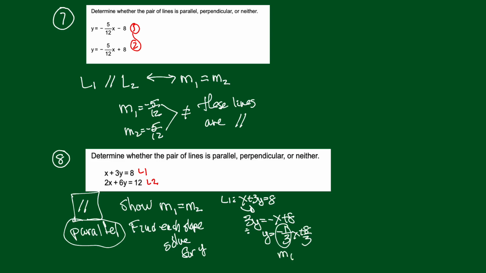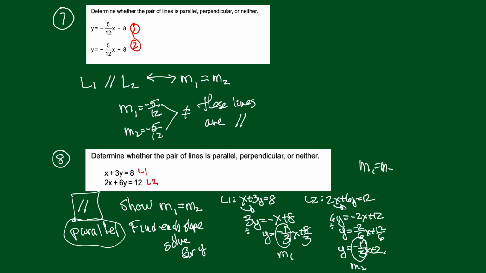There's m1. Now, for line 2, we have 2x plus 6y equals 12. Let's subtract that 2x, so we'll get 6y is negative 2x plus 12. I'll divide by 6, so we'll get y is equal to negative 2/6 x plus 12/6, so y is equal to negative 1/3 x plus 2. Now there's slope 2, and sure enough, slope 1 is equal to slope 2, so line 1 is parallel to line 2, and there's the proof.